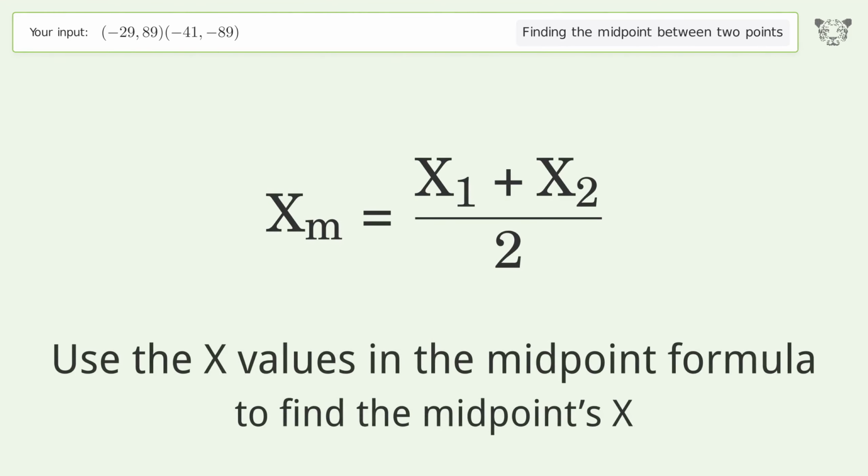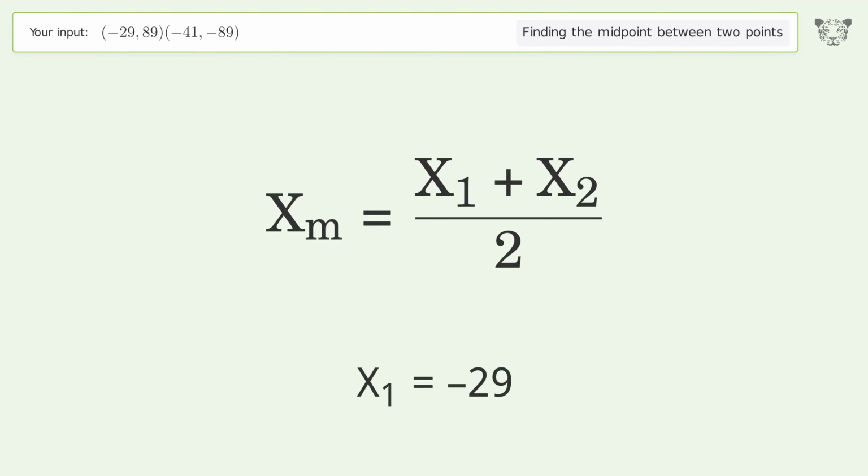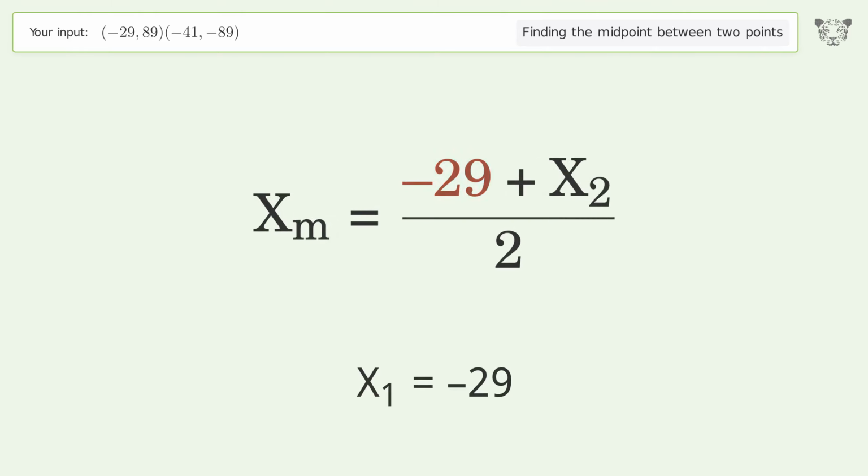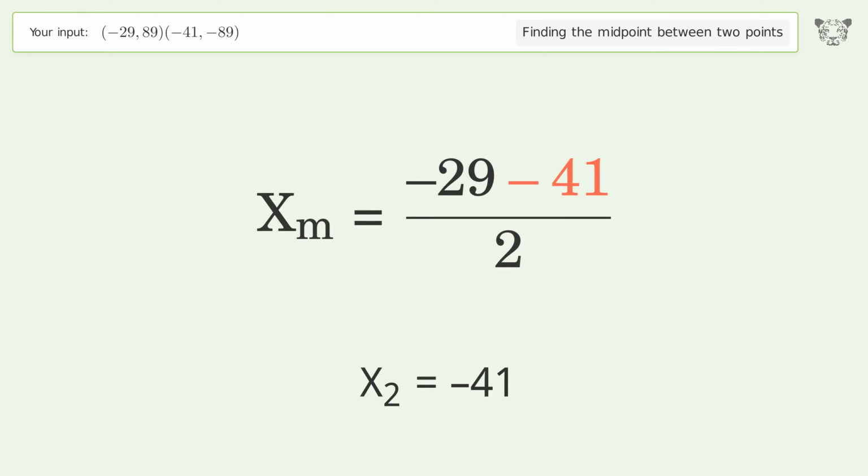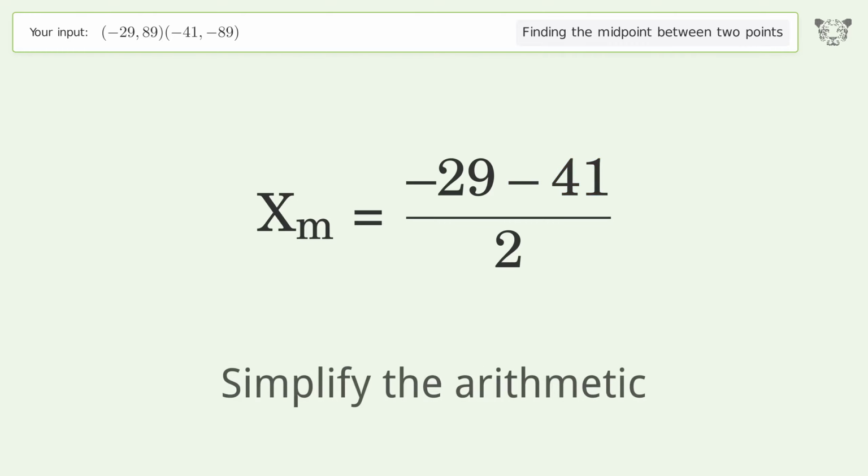Use the x values in the midpoint formula to find the midpoint's x. x1 equals -29. x2 equals -41. Simplify the arithmetic.